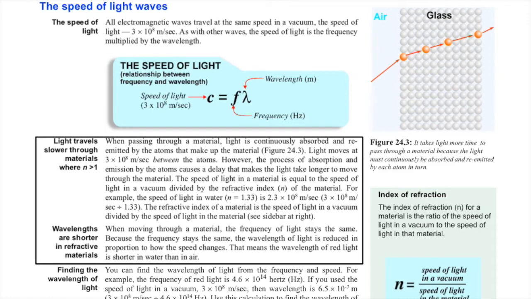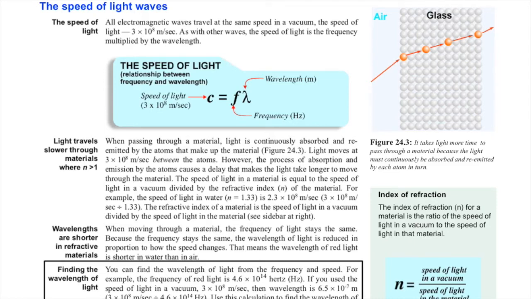We're going to skip over these sections, and you don't need to worry about them until later. Finding the wavelength of light. You can find the wavelength of light from the frequency and the speed. For example, the frequency of red light is 4.6 times 10 to the 14th hertz, symbolized with a capital Hz.